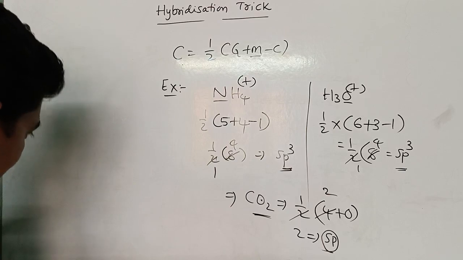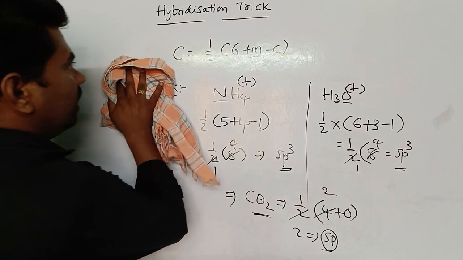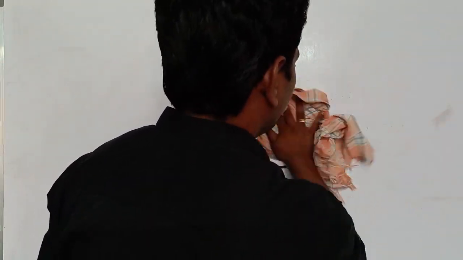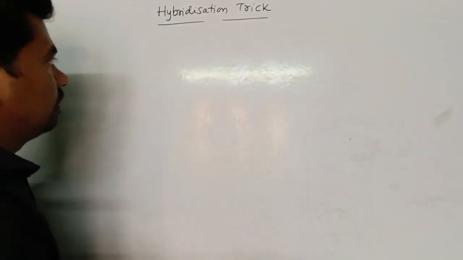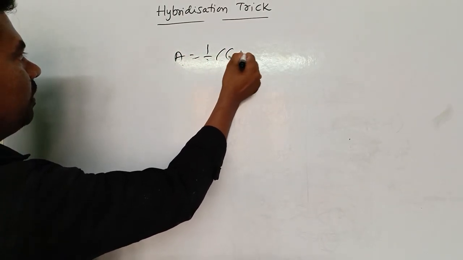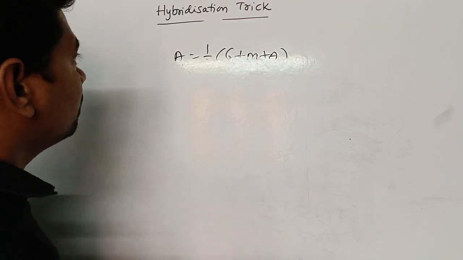Similarly, we can also find out for anions as well. For anions, the formula is (1 by 2)(G plus M plus A). Just we need to add.